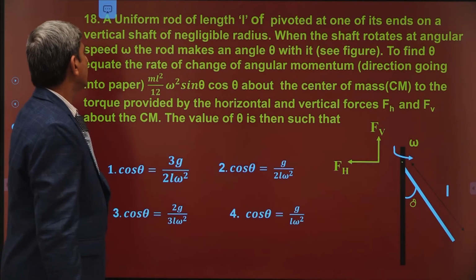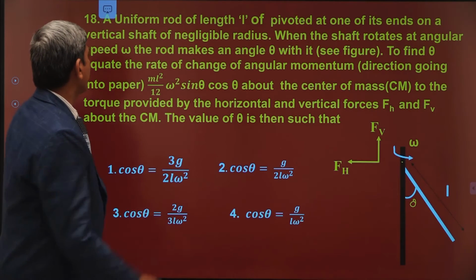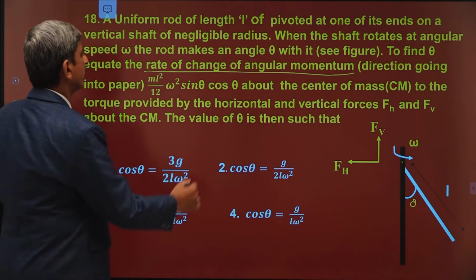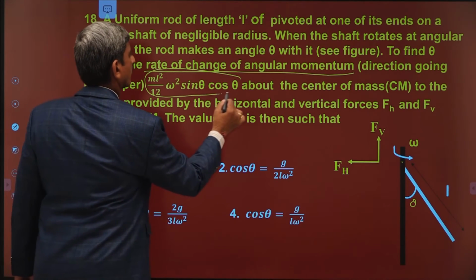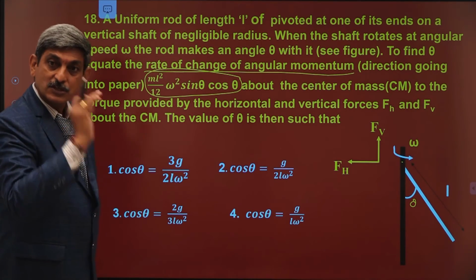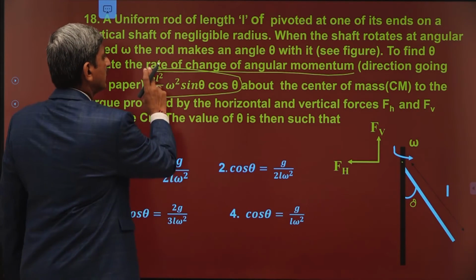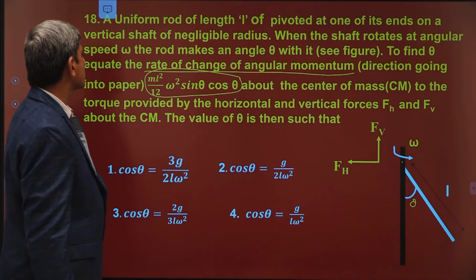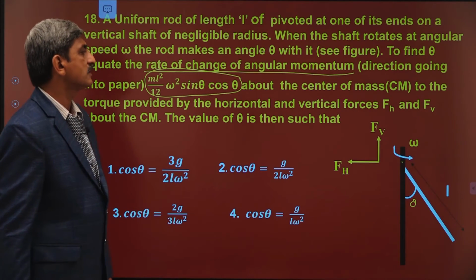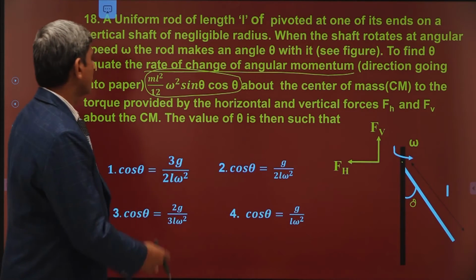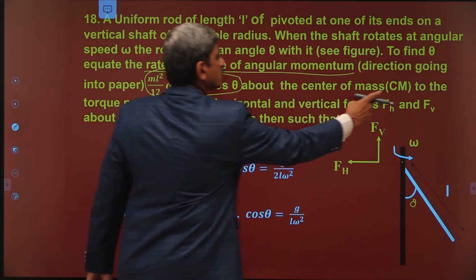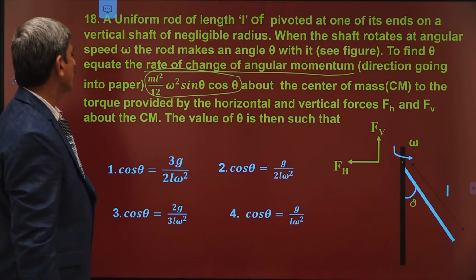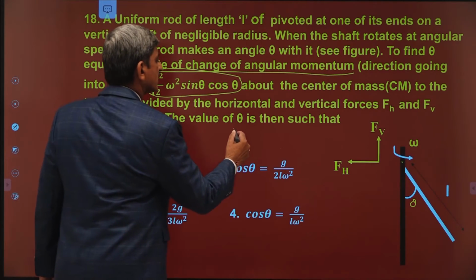To find the theta, equate the rate of change of angular momentum. You know that the rate of change of angular momentum is nothing but the torque, and the torque is given as this. So without mentioning torque directly in the problem, it is mentioned as the rate of change of angular momentum. That rate of change of angular momentum is nothing but ml square by 12 omega square sin theta cos theta about the center of mass. Now, by equating this to the torque provided by the horizontal and the vertical forces Fh and Fv about the center of mass, the value of theta is then found.